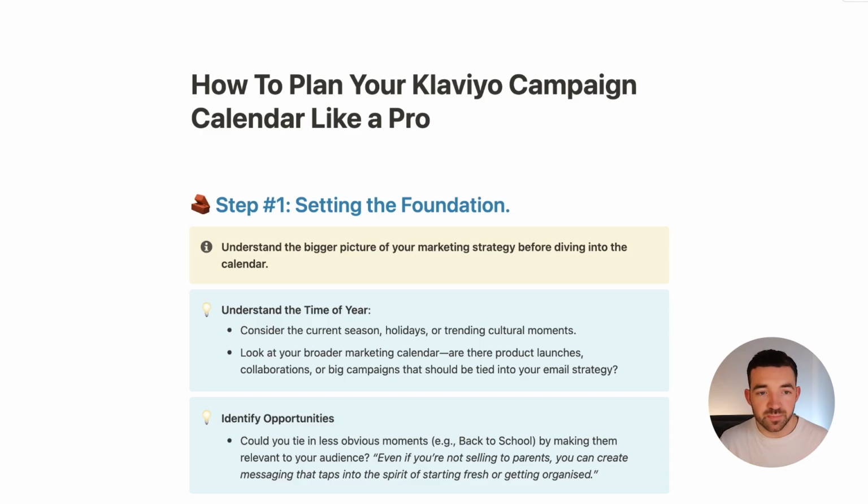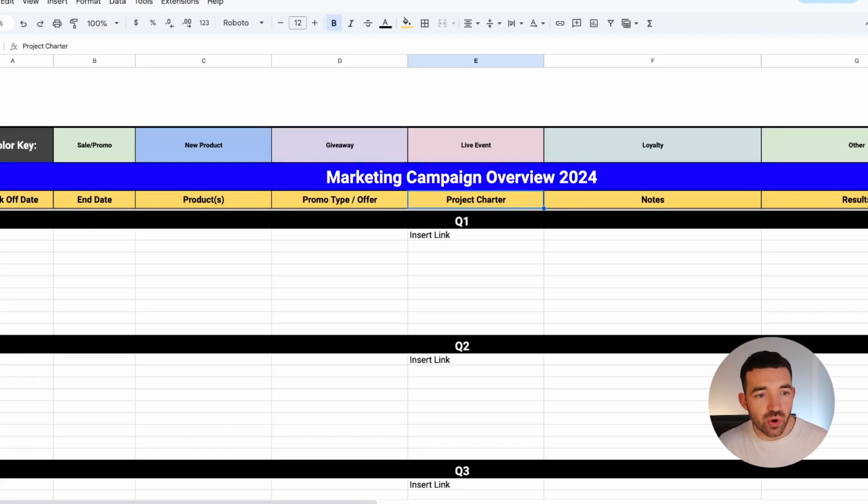Even if you're not selling to parents, you can create messaging that taps into the spirit of starting fresh or getting organized again. So what we recommend is creating a promotion calendar for the year ahead, breaking this out into quarters, and then reviewing it.